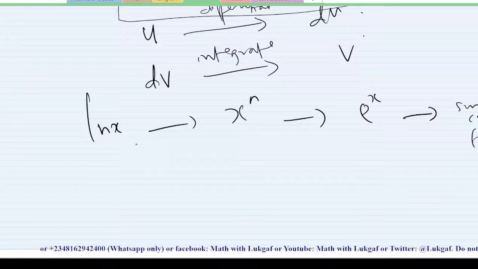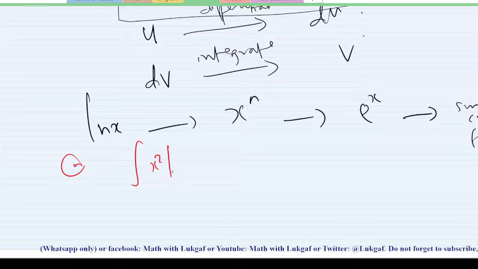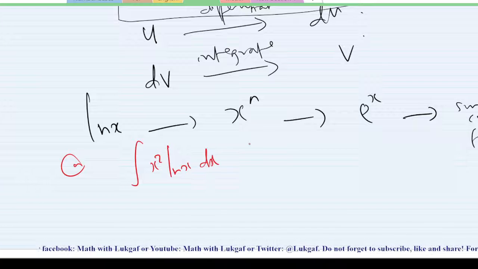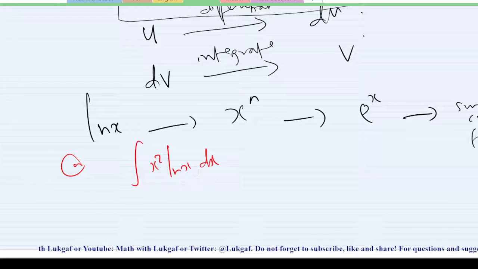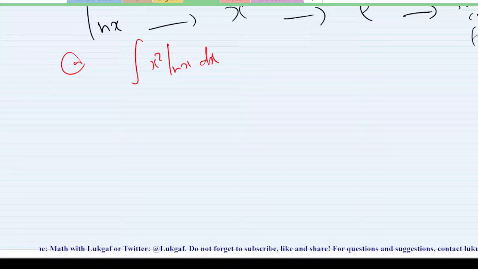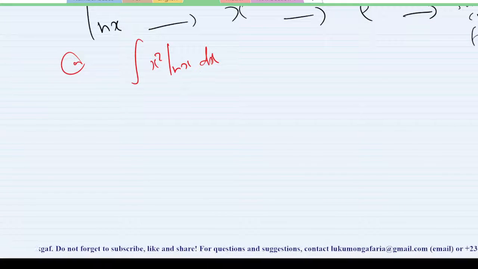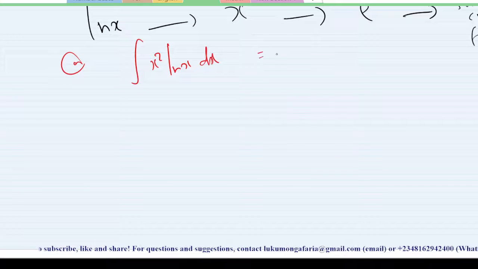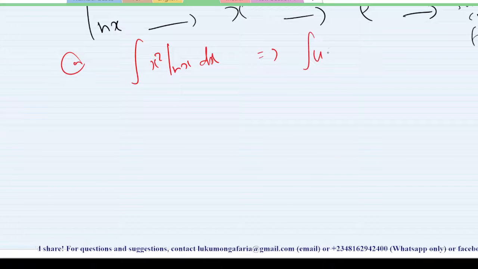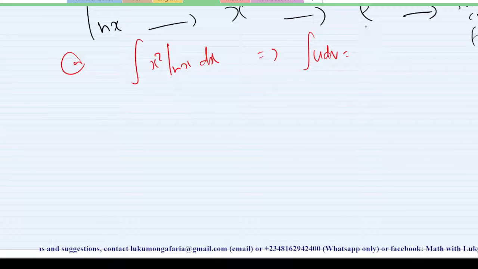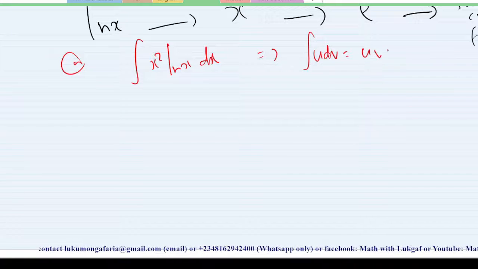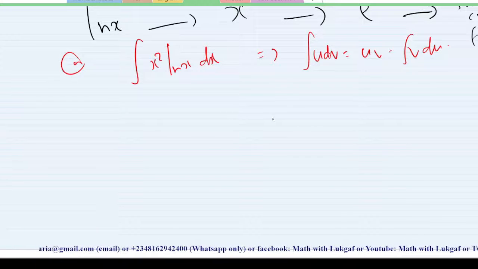Number one, I have integral x square ln x dx. We know already that we cannot use the two principles I derived the other time. But what we are going to do is to use your integration by parts. And don't forget the formula is what? Integral u dv is the same thing as what? uv minus integral v du.